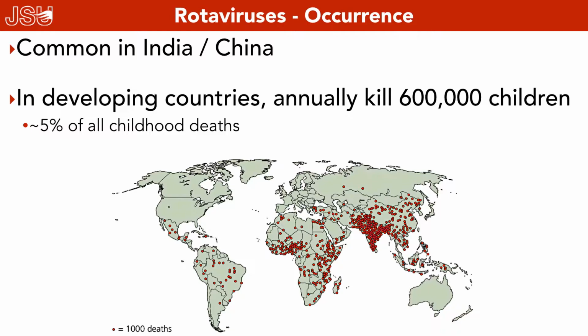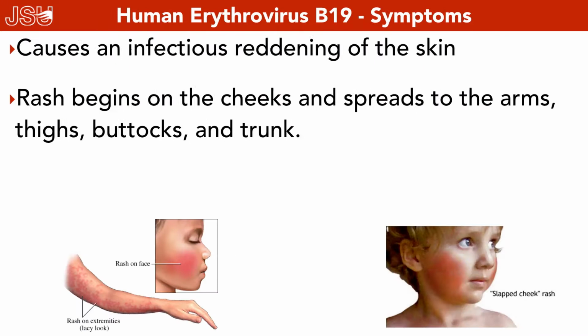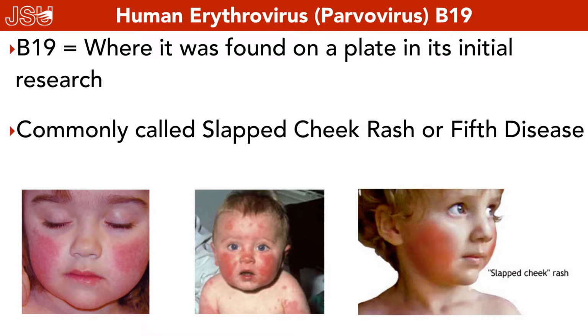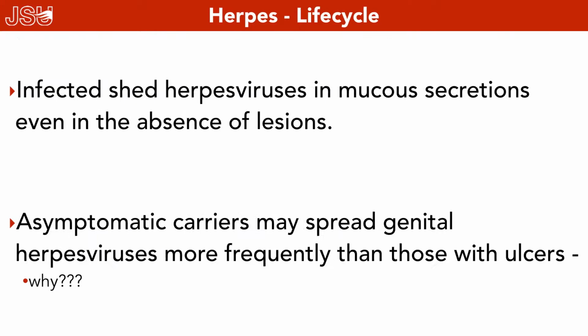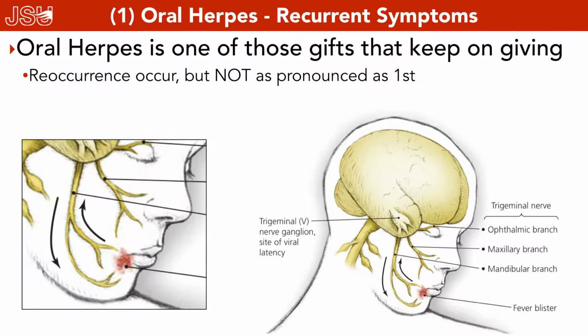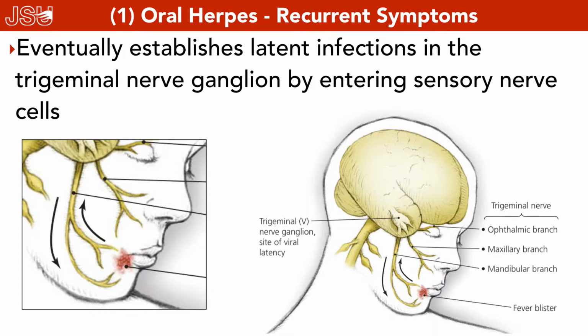Has anyone heard of Fifth disease? Possibly. Okay, never mind. And then we talked about herpes, right? The ganglia: the trigeminal nerve for oral herpes, the sacral ganglia nerve for genital herpes.